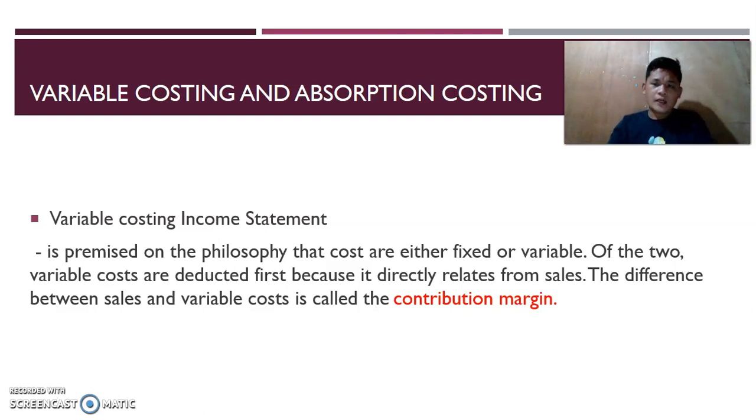So, na-discuss na natin ito class. Here in the variable costing income statement, yung two kinds of cost daw is either fixed or variable. Tapos, dun sa dalawang cost na yon, yung variable cost yung nauuna, because it is directly related to sales. Ngayon, sales less variable cost, that is contribution margin. Na-discuss na natin itong class dun sa CVP analysis natin.